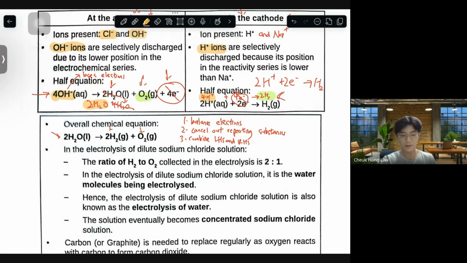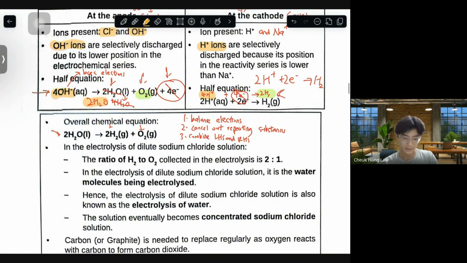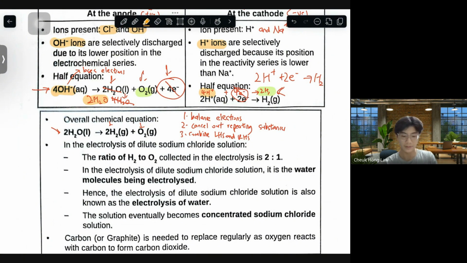So what can we tell from the electrolysis of dilute sodium chloride? We can tell the ratio of the things collected, of the gases formed. So first, we know from the overall equation that hydrogen and oxygen is formed.